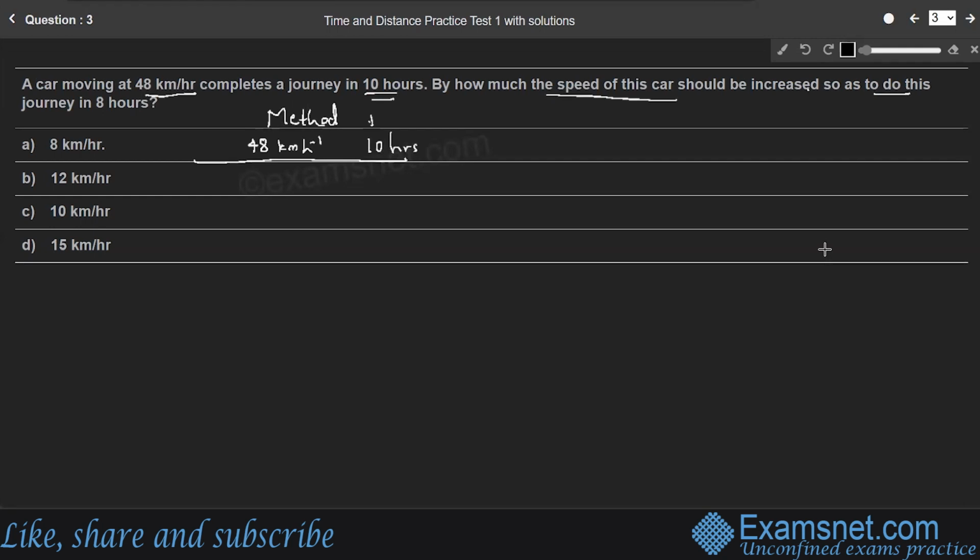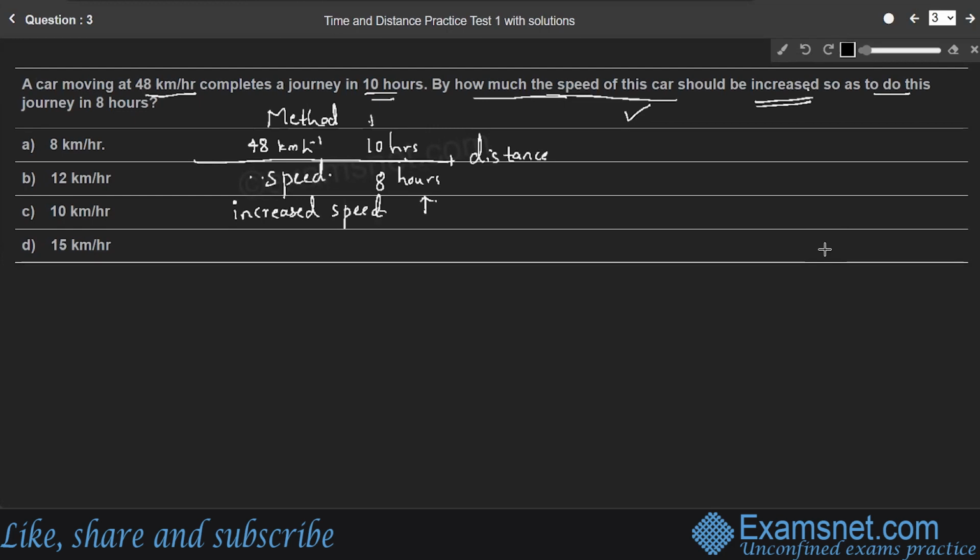So in the second case, if the time taken by the car is 8 hours, to complete the same distance d, if it takes less time, which is 8 hours, what should be the speed of the car? So that we need to consider. Here the question is, by how much should the speed of this car be increased. So we need to find the increased speed. For that, we need the speed of the car in the second case.